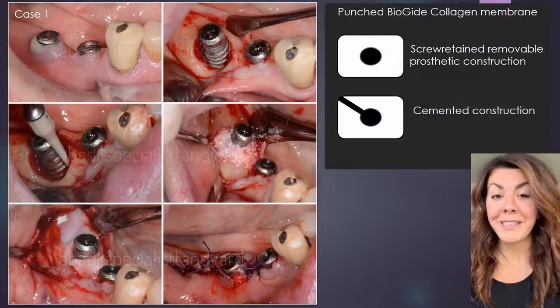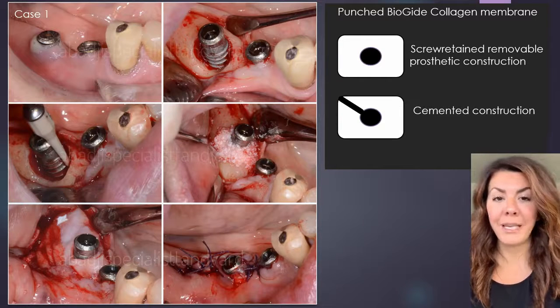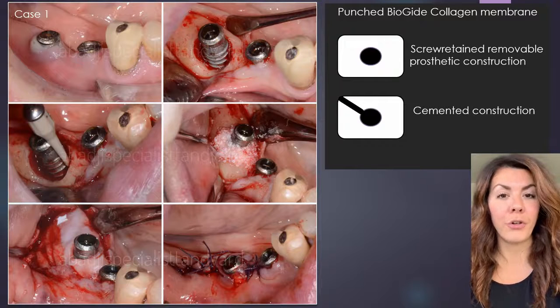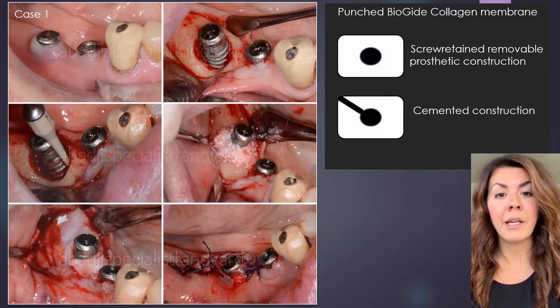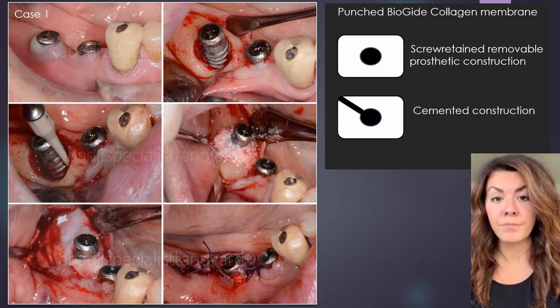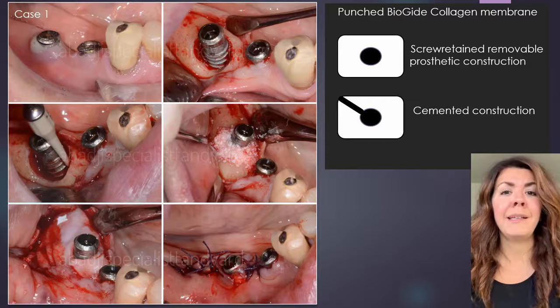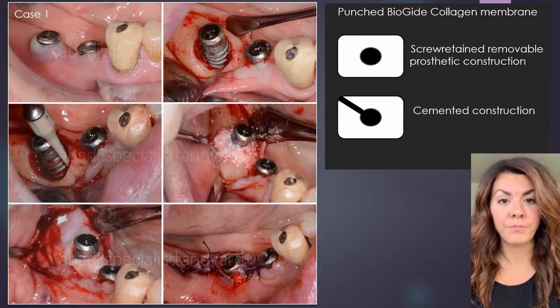This is the first case I'm going to show you. This was an 86-year-old patient who had undergone implant treatment 15 years earlier. He got 2 implants, and when I met him the first time, one of the implants was suffering from periimplantitis. The patient was really sad. He was 86 years old. He didn't want a complicated treatment. He just wanted to keep his bridge.